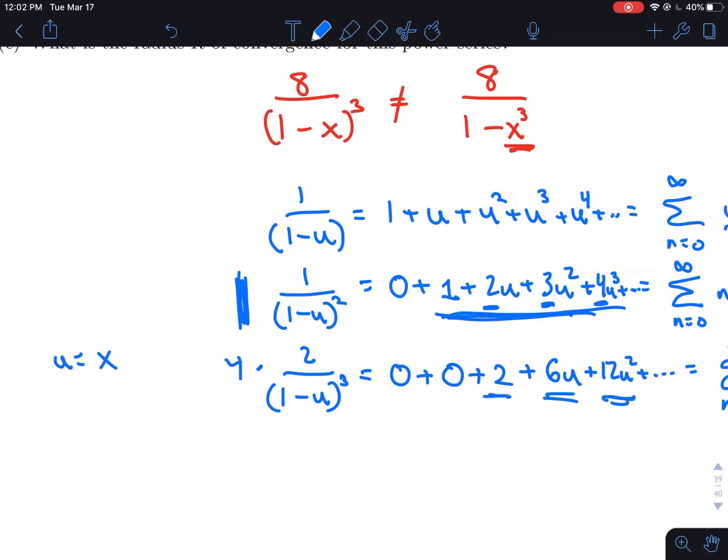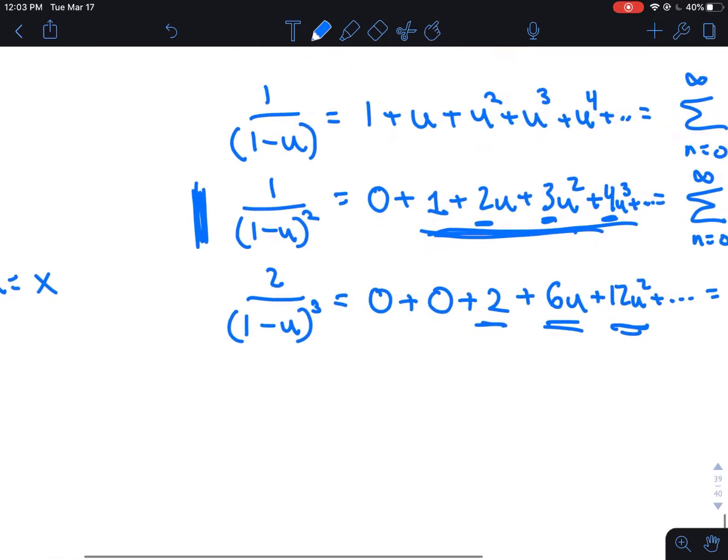Now, if I multiply by 4 on this level, I have to do it on all sides of the equation. So let's go ahead and do those two things in this line. I'm going to multiply by 4, and I'm going to substitute out, instead of u, I'm just going to write x. So multiply by 4.